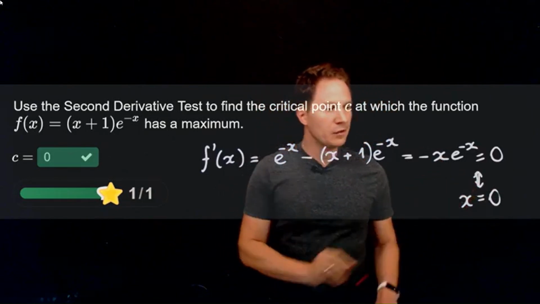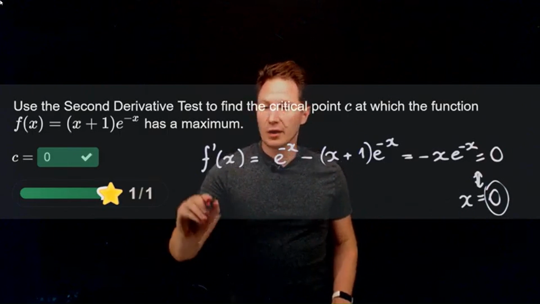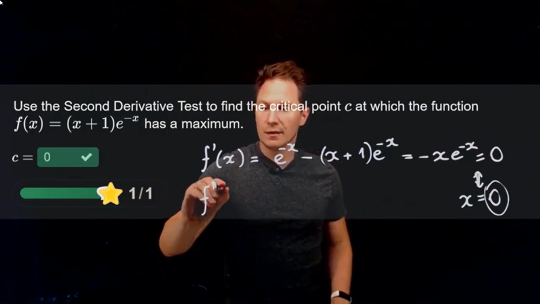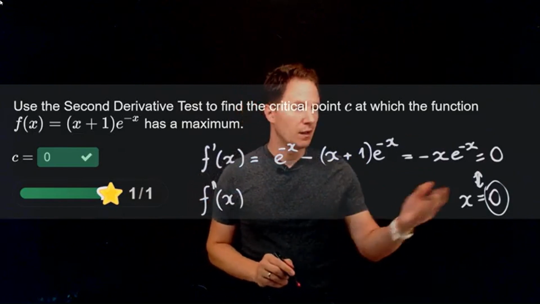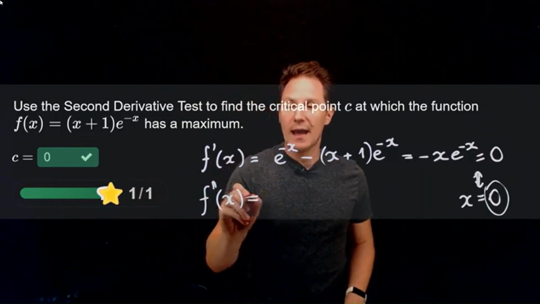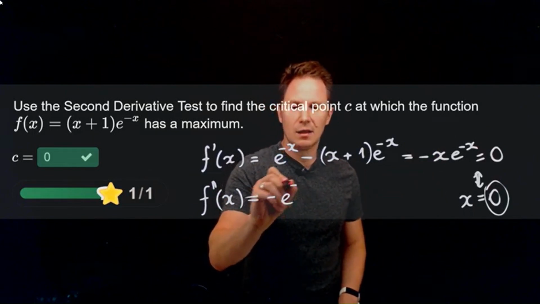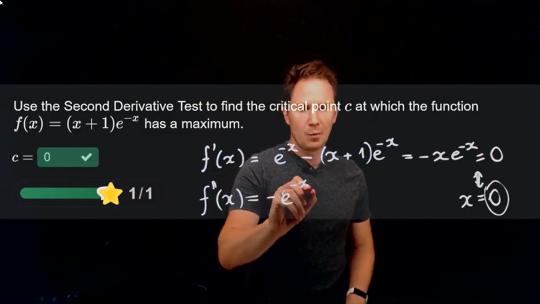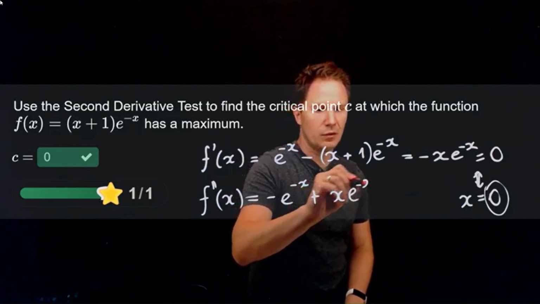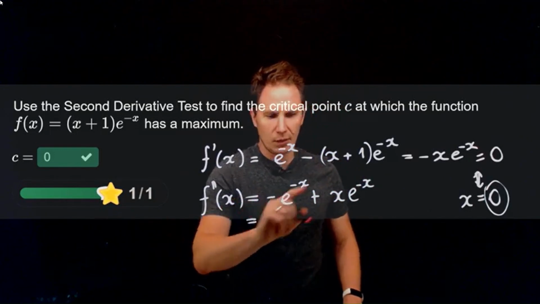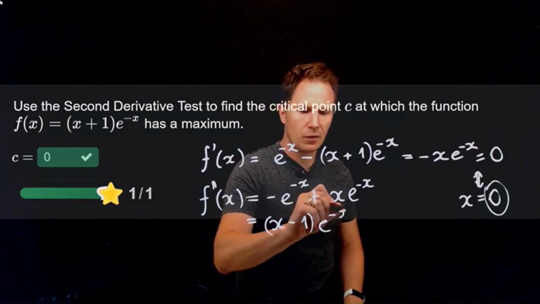So 0 is the critical point, and to apply the second derivative test, we need to evaluate the second derivative of our function, which is continuous around 0. The second derivative of this function is minus e to the minus x plus x times e to the minus x. If we collect the terms, we get x minus 1 times e to the minus x.